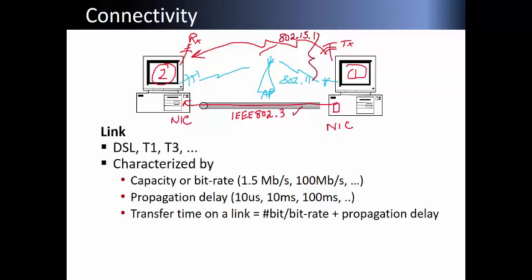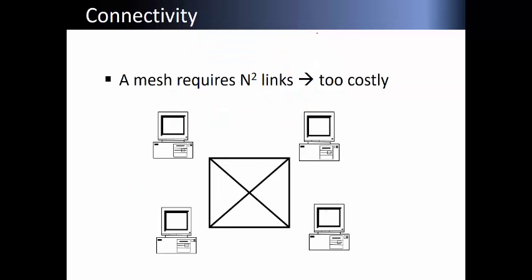Transfer time on the link is number of bits over number of rates plus a propagation delay. So there are a lot of throughputs, a lot of different ways of calculating throughputs. Between 2 points, how fast data can be transmitted, that type of thing is calculated in many ways.